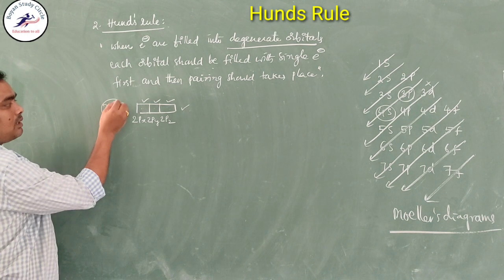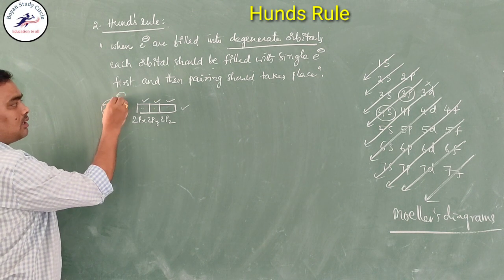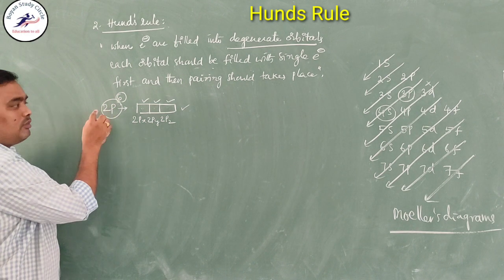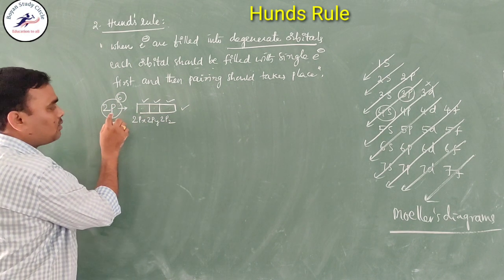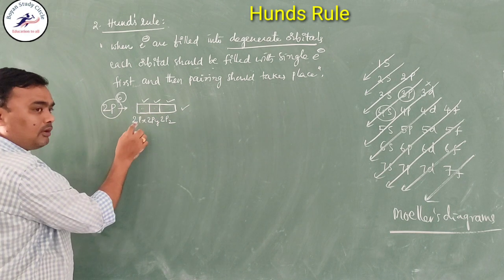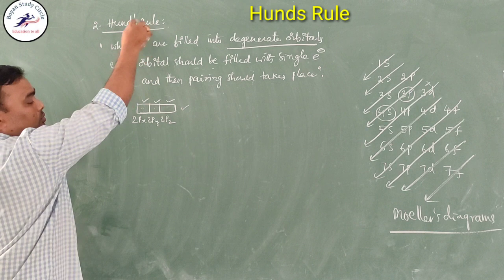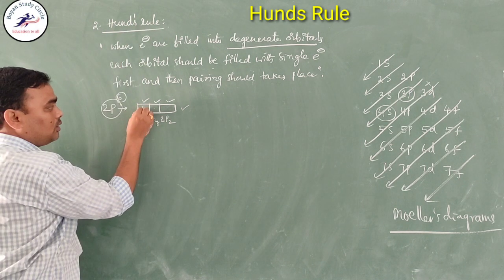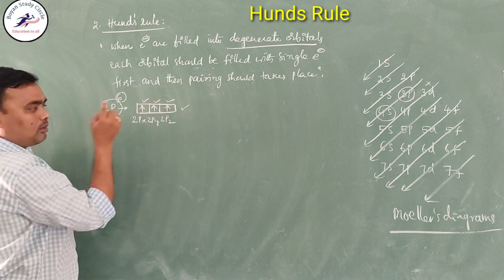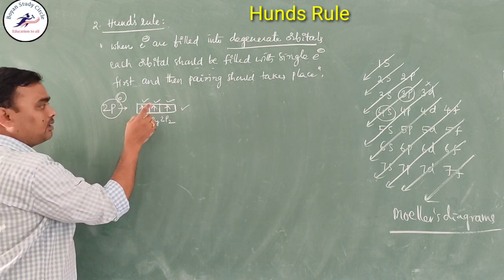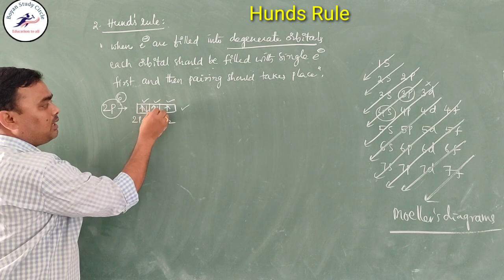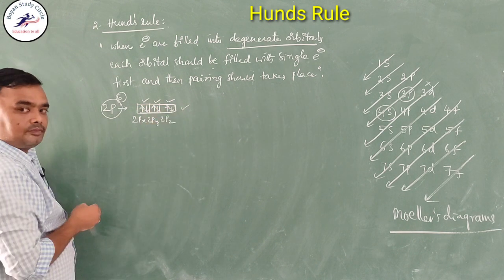For example, in p, how many electrons can be maximum filled? 6 electrons. You know that 6 electrons can be filled maximum into p. So whenever you are distributing the electrons into the p subshell, you have to fill according to Hund's rule. So first you have to fill a single electron into each orbital, and then if more electrons are available, you have to pair the electrons like this, right?